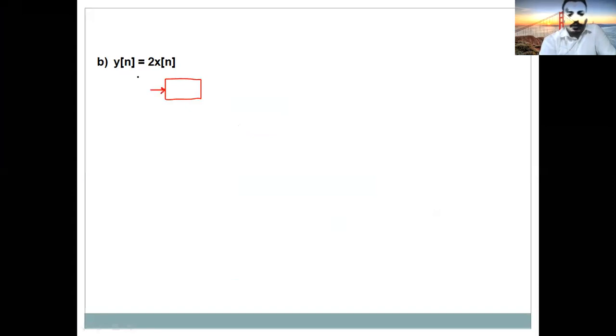When you apply x1 as input, what will be the output? y1. Y1 will be, as you can see from this equation, y is 2 times the input. So 2 times the input is 2 times x1 of n.